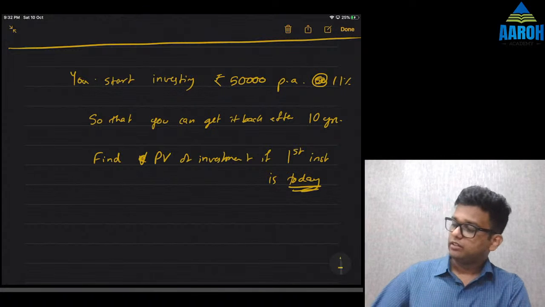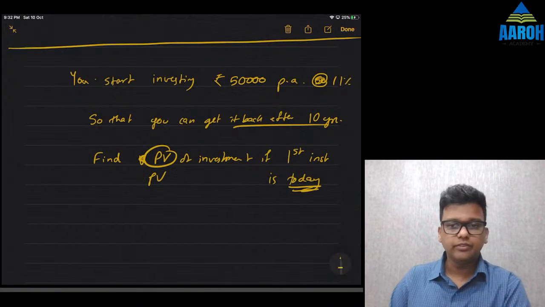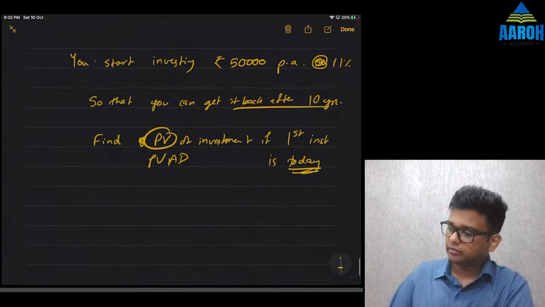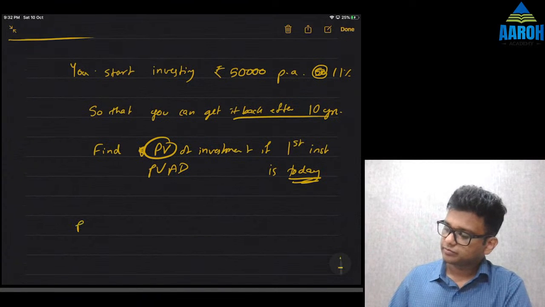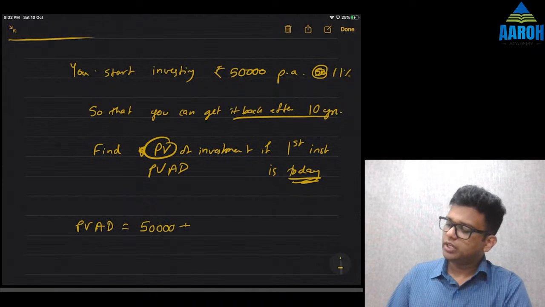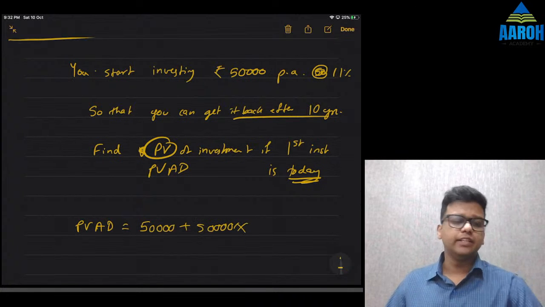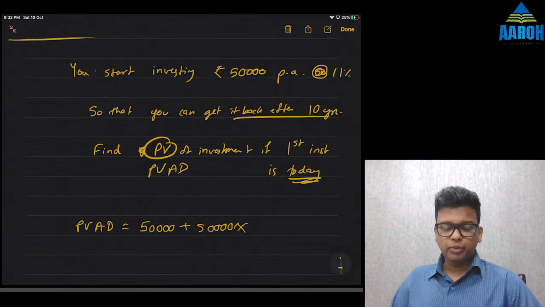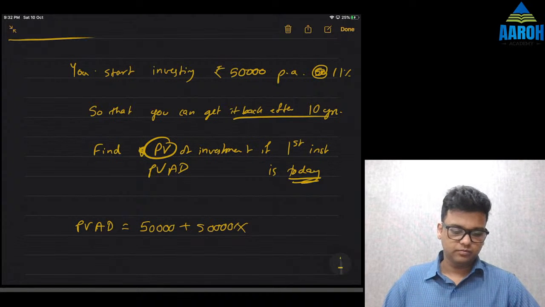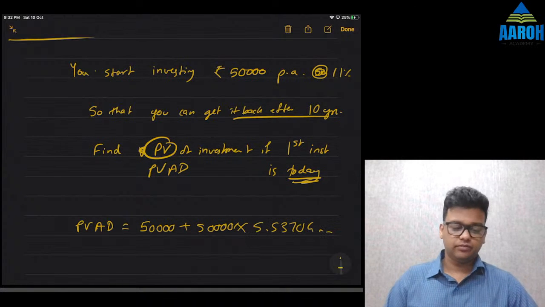Now understand carefully. We can get it back after 10 years, but still they are asking PV. So we are going to find PV only. First amount is today, that means we need PV AD, present value of annuity due, not regular. How do we find PV AD? First, 50,000 A plus 50,000 into present value factor but with one less year. That means what? 1 divided by 1.11, then equal to not 10 times, only 9 times. Then grand total, that should give you 5.53704 something something.